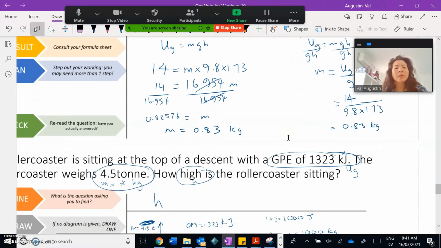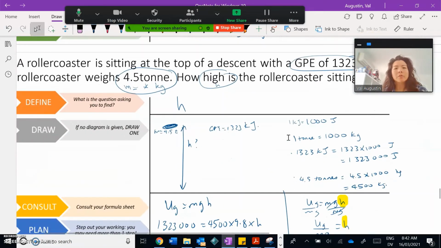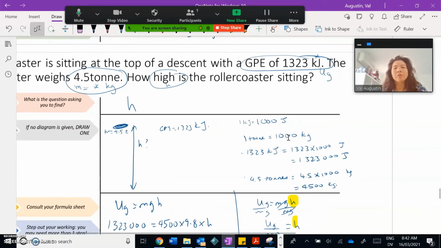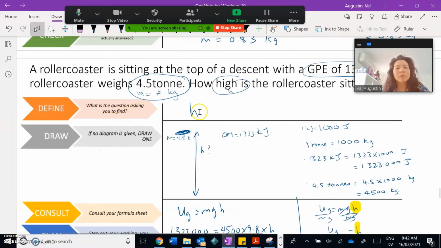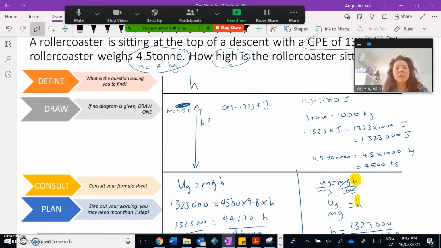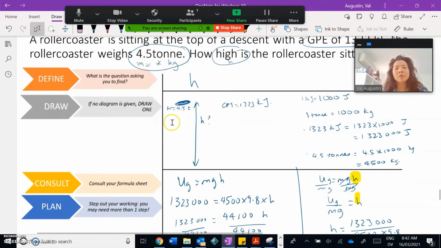Alright, cool. So now this next one has a roller coaster sitting with a GPE of 1323 kilojoules, so you need to make that into joules. It's got a mass of 4.5 tons, which is also something you need to convert to kilograms. It's asking you to work out the height, which is h. My diagram here is a roller coaster. The mass is 4.5 tons and the GPE is 1323 kilojoules.